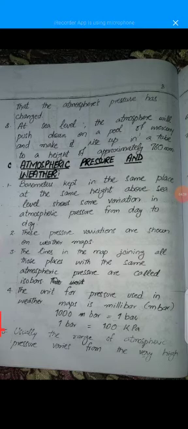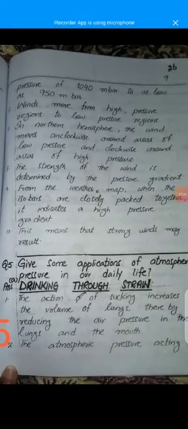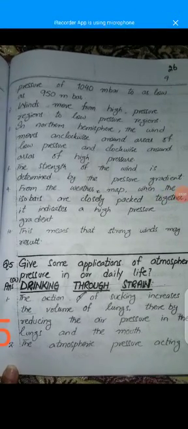The lines on the map that join all those places with the same atmospheric pressure are called isobars. The unit of pressure used in weather maps is the millibar, and the symbol of the millibar is mbar, as we have written in the bracket. 1000 millibar equals 1 bar, which means 1 bar equals 100 kPa, kilopascal. Usually the atmospheric pressure varies from a very high pressure of 1040 millibar to as low as 950 millibar.